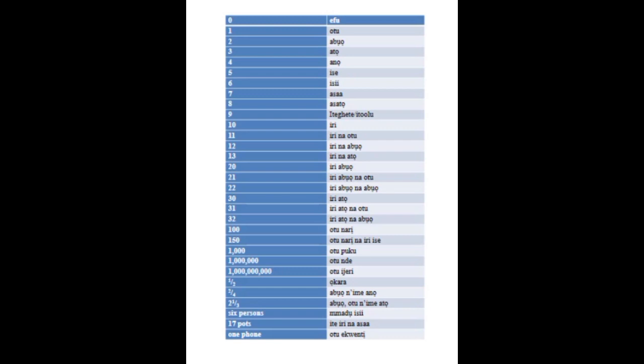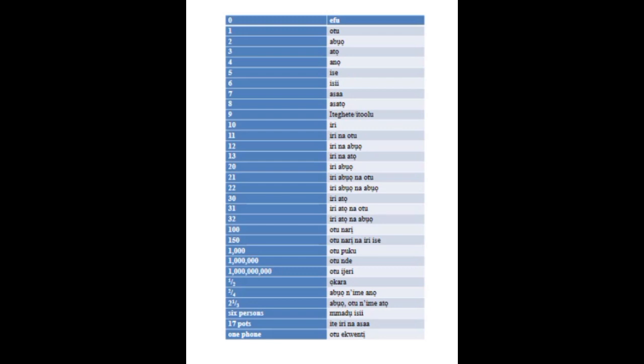But iri abụọ means 10 into 2 places. Iri abụọ, 10 into 2 places, that is 20. If it is 30, it is iri atọ, 10 into 3 places. 40, iri anọ. 50, iri ise. 60, iri isii. Do you get that? So once it is in tens, you do not add the na, because the na makes it to be 10 and whatever number.